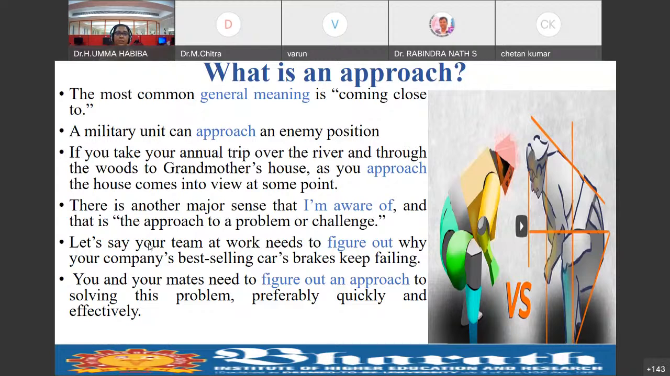So always we should have in our mind, when you are doing your research, we should approach the research. That is very important. It is the first step of any researcher, coming close to. How can we come close to research? For this, the answer is always we have to think about it, talk about it, discuss about it, and search about it. So these are the basic steps to coming close.